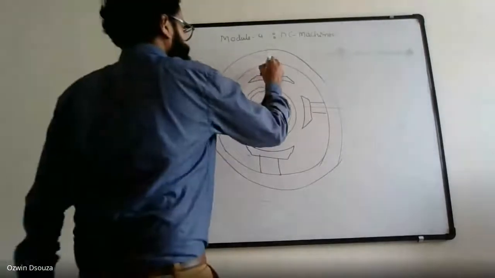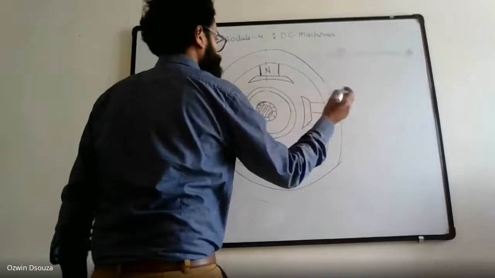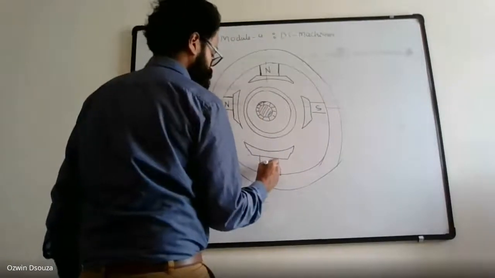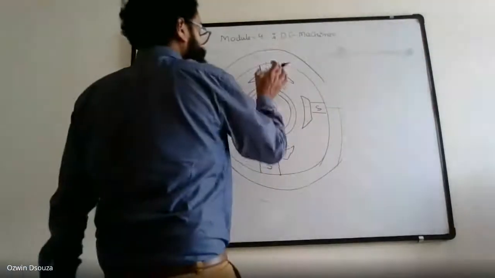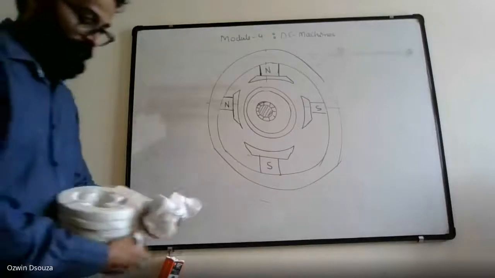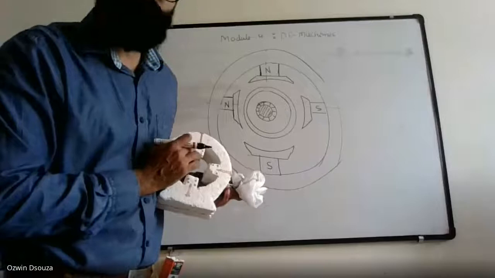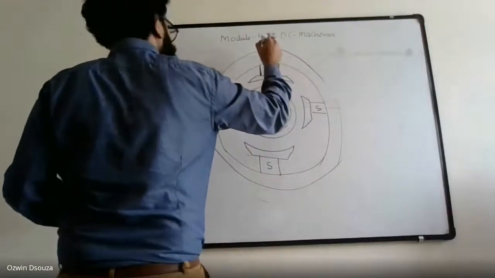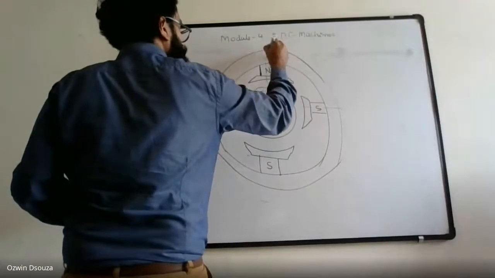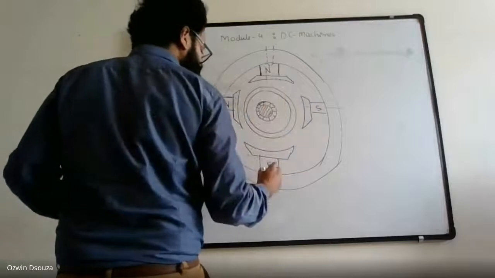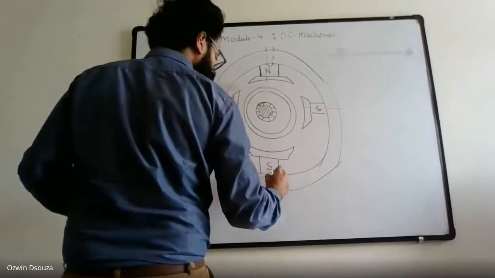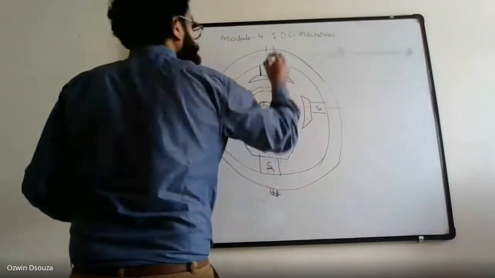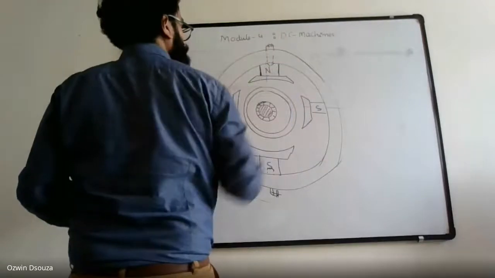Now, the field system, let's say this is your north pole, and south pole, north pole, and a south pole. So, field system is connected to the stator with the help of bolt assembly. So, this is the field system which is connected to the stator with a bolt assembly. So, mechanical fasteners are used to attach the field system. So these are the bolts.